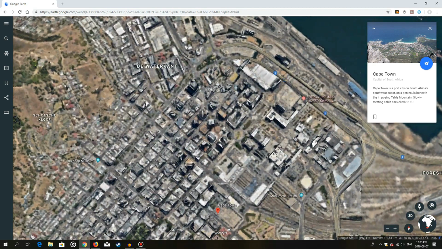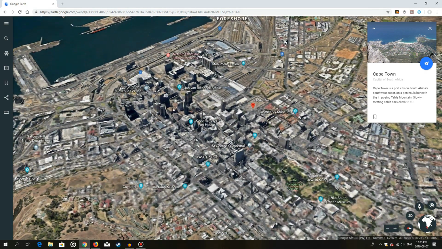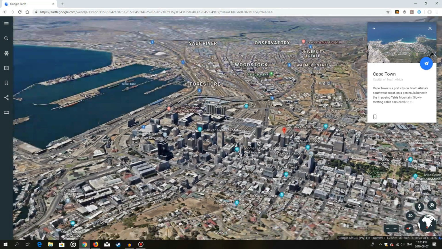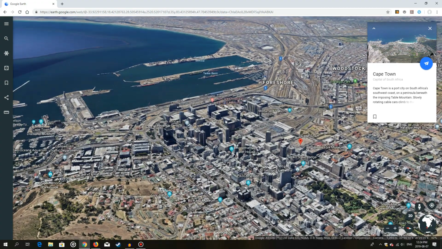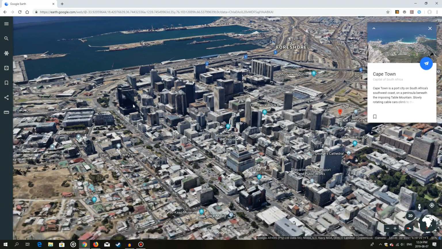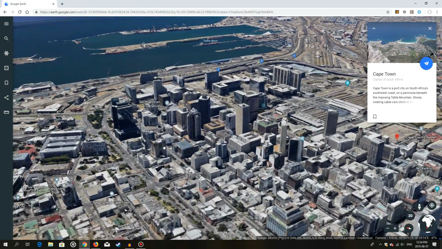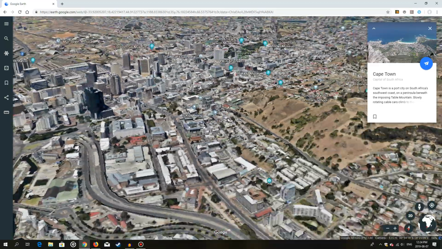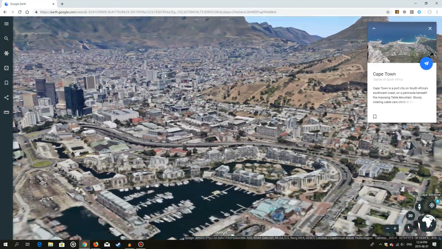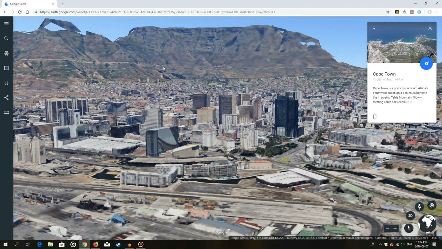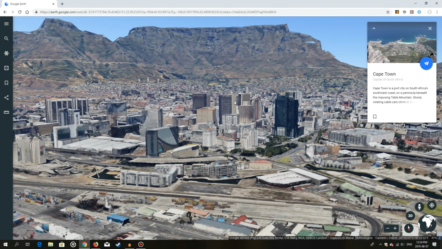We should be able to see some nice 3D effects here. If we just tilt, of course it has to now load everything in, which takes a moment. But there we can see the downtown area of Cape Town. Of course it's not a giant city by any means, especially when compared to the USA or Europe. But of course its most famous feature is, if we just look to the south from this point, the Table Mountain in the background, so that is always a nice view.